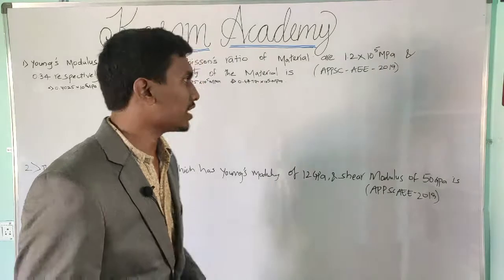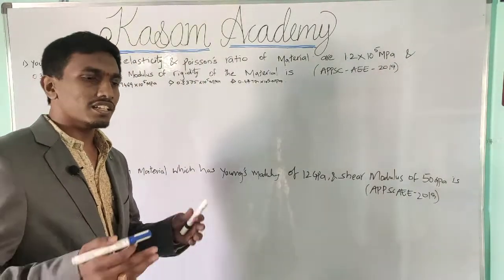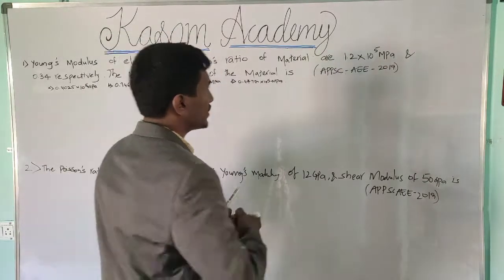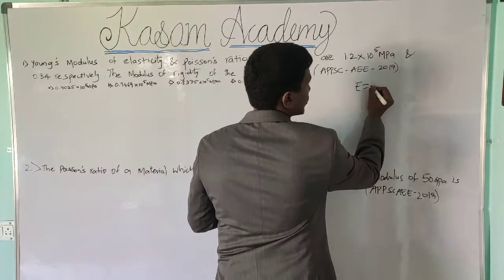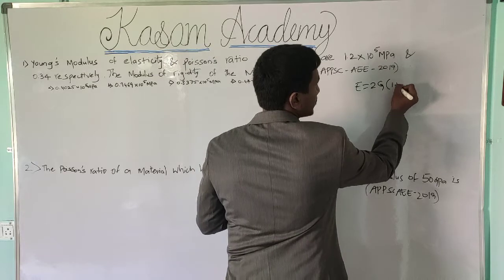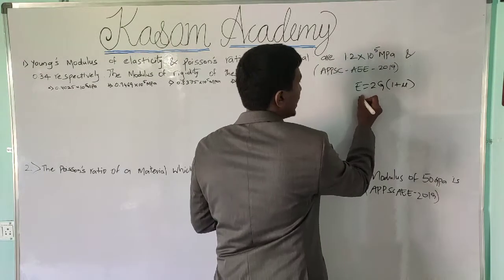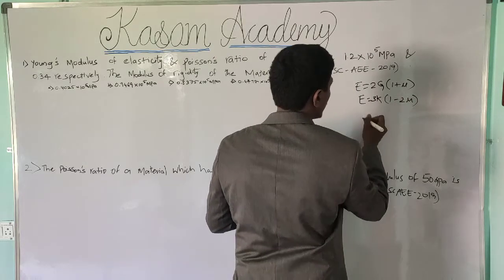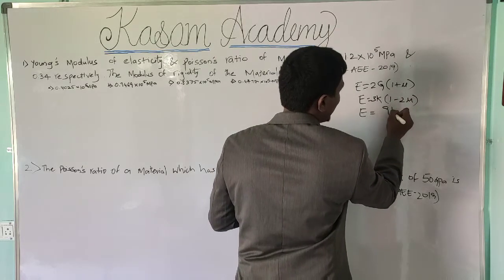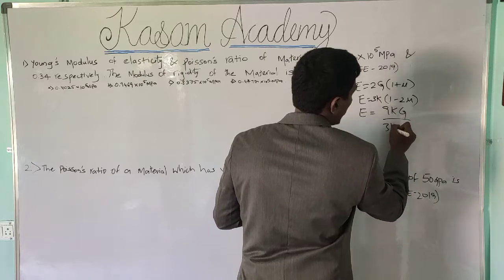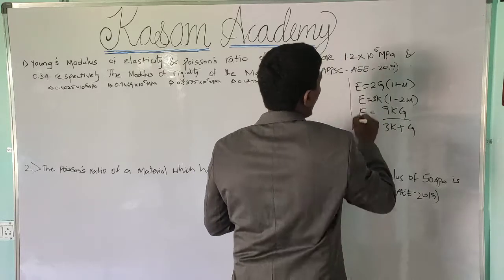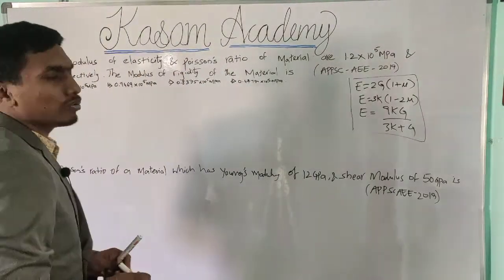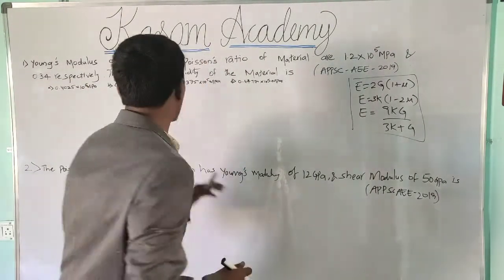Today we are going to discuss some problems based on the formulas discussed in the previous class. The formulas were E equals 2G into (1 plus mu), E equals 3K into (1 minus 2 mu), and E equals 9KG by (3K plus G). These are three formulas related to E. Now we will discuss the first question.